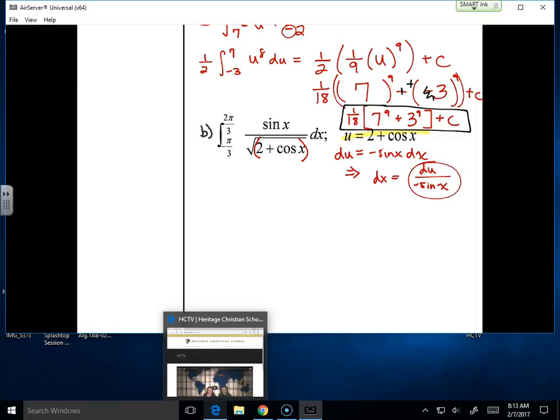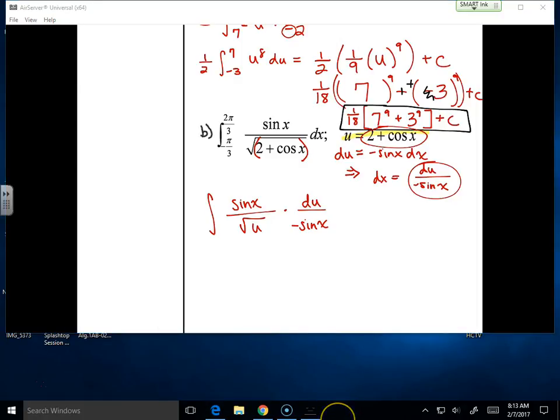That's what we're going to go ahead and plug in, and we're also going to plug in that u expression. We end up with the integral of sine of x, square root of u goes in the denominator, du over negative sine of x, plugging in for dx. What was the last thing we learned yesterday as far as what to do next? You solve for the bounds.